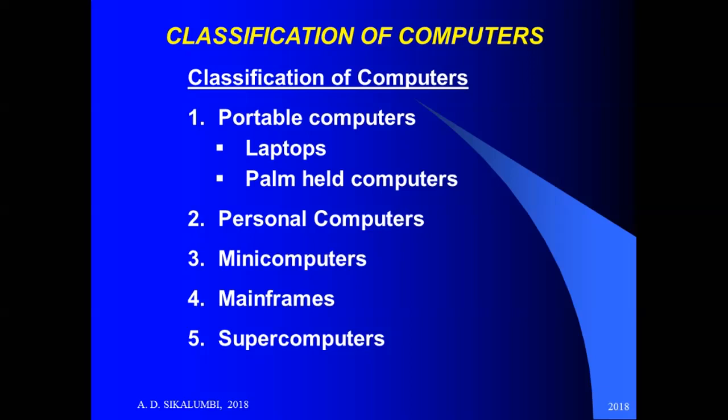The other classification of computers is mini computers. These are bigger than portable and personal computers. Mini computers are big in size, quite expensive, actually more expensive compared to PCs, and they work on bulk information. They process information at a very high speed compared to the other computers discussed earlier. So they are bigger in size, and they are meant to process bulk information at the same time.